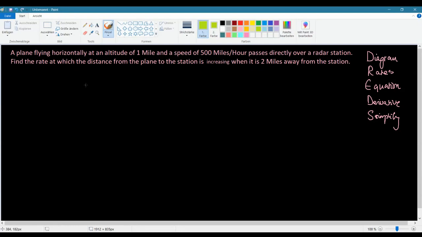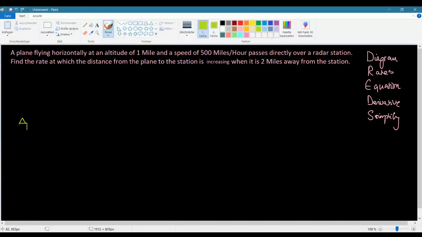We want to do a diagram. So what do we know? Okay, today we're doing a plane flying horizontally at an altitude of 1 mile and a speed of 500 miles per hour passes directly over a radar station. So we're going to need a radar station. We're going to need a plane, right? Find the rate at which the distance from the plane to the station is increasing when it is 2 miles away from the station. So let's do our radar station first.